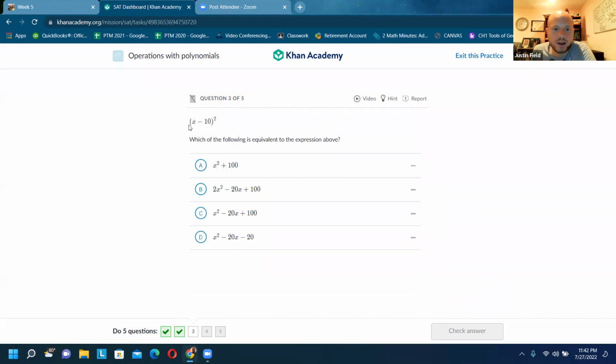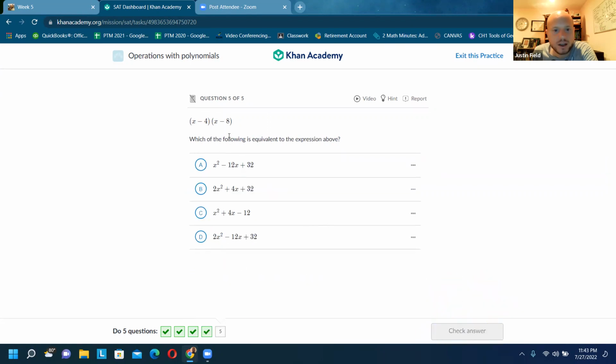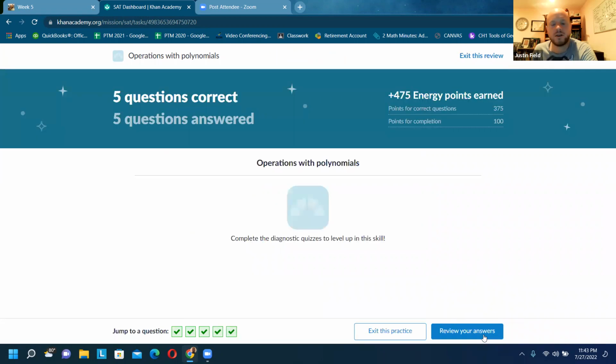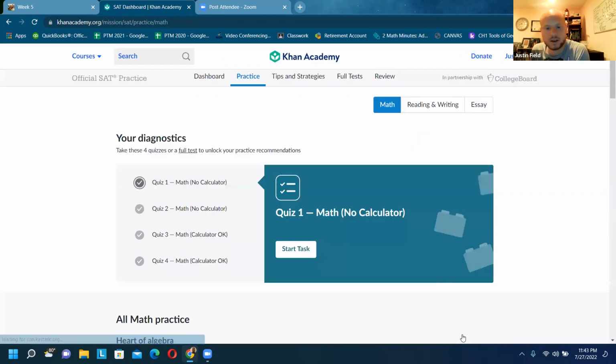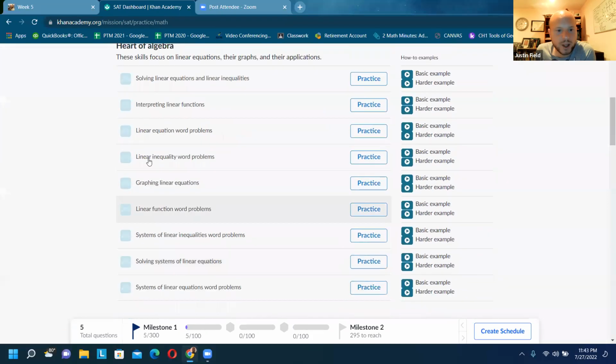Oh, and then, okay, so then this one, we just double it. So it's -20 in the middle. And then -10 times -10 is 100. Well, if you do this one, it's just as simple as that. Okay. And positive 32, and then -12 in the middle. Okay. All right. So operate. They do a good job there.